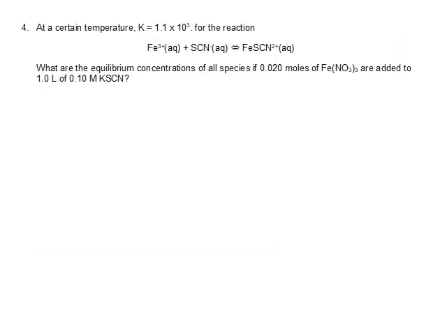Question 4 states, at a certain temperature, the equilibrium constant is 1.1 times 10 to the third for the reaction of iron 3 ions plus thiocyanate ions makes the complex iron thiocyanate. What are the equilibrium concentrations of all species if 0.020 moles of iron 3 nitrate are added to 1 liter of 0.1 molar KSCN? Again, we'll start by writing the balanced chemical equation and the corresponding equilibrium constant.